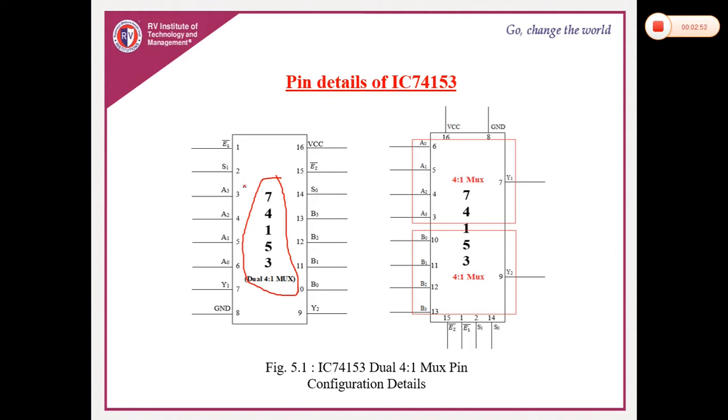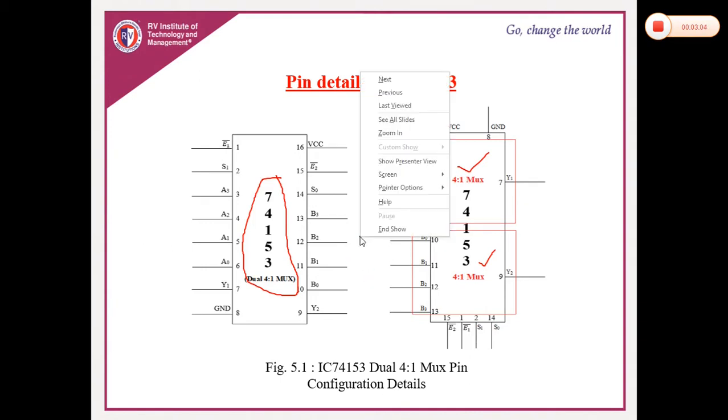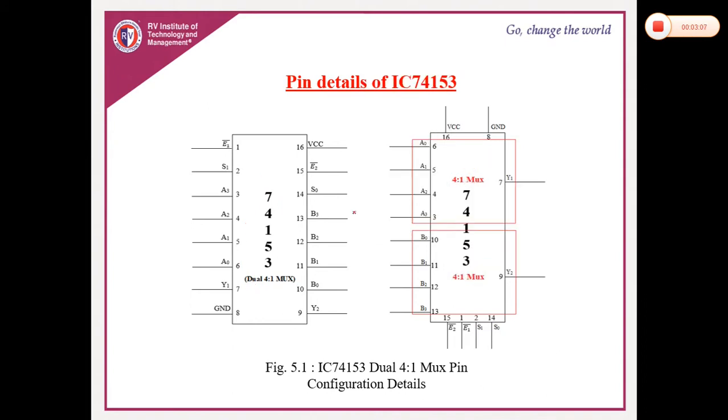So you can see here its equivalent circuit also. It is nothing but 4:1 multiplexer IC. We have 2 4:1 multiplexers within a single IC. One more important thing you should know is there are enable pins like E1 bar and E2 bar. Whenever we say E1 bar is enabled, the top multiplexer is enabled. Whenever we say E2 bar is enabled, the bottom 4:1 multiplexer is enabled. And S0 and S1 are the common select inputs for both the 4:1 multiplexers.